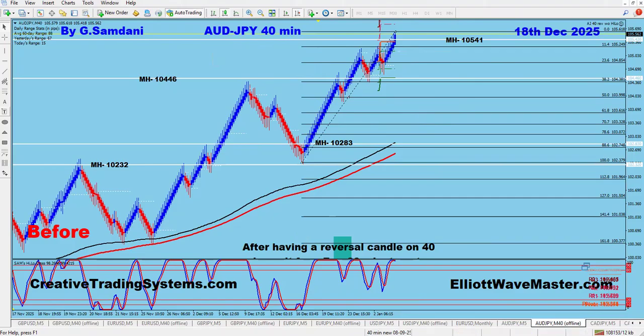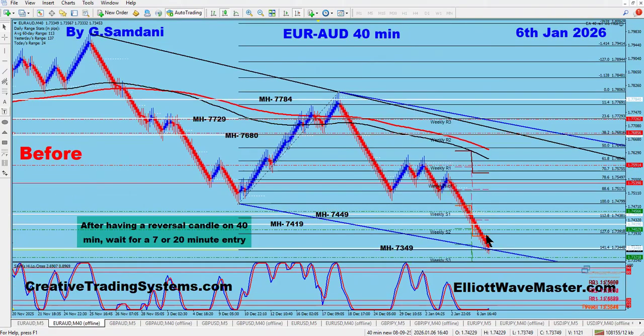And then, obviously, EUR-AUD has dropped so much in a straight line. It requires a bounce, like I said, right? So let's see what happens.